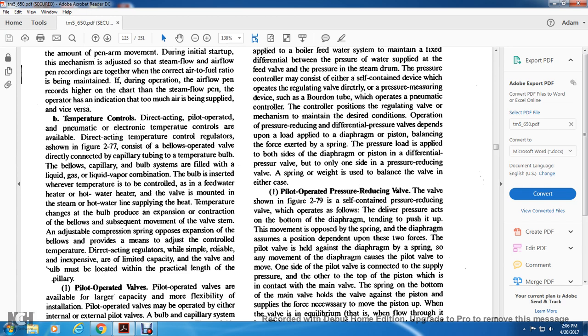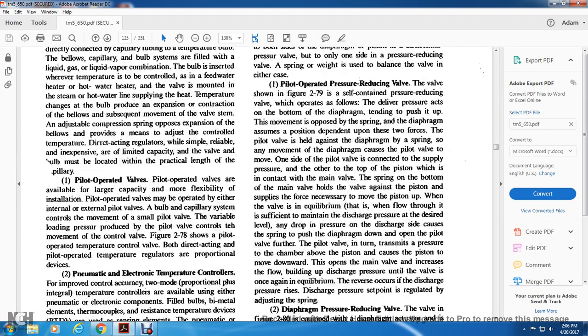The temperature change at the bulb produces expansion or contraction of the bellows, with movement of the valve stem opposed by an adjustable compression spring, which opposes the expansion of the bellows and provides the means of adjusting the control temperature. Direct actuating regulators, while simple, reliable and inexpensive, have limited valve capacity, and the bulb must be located within the practical length of the capillary.